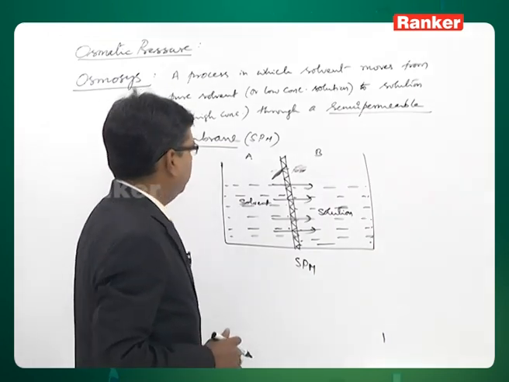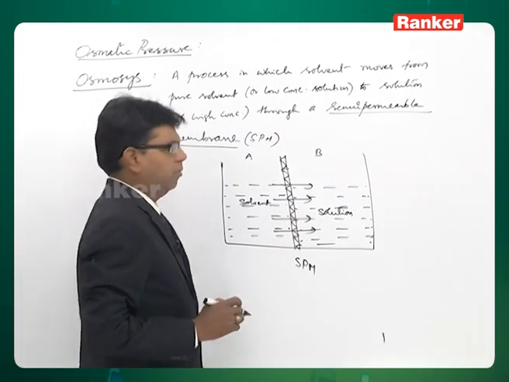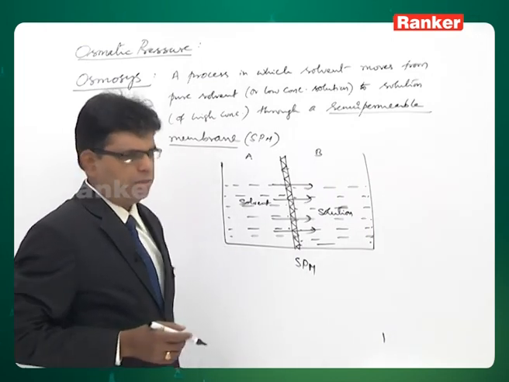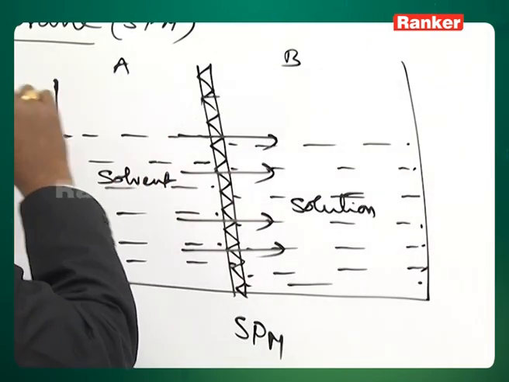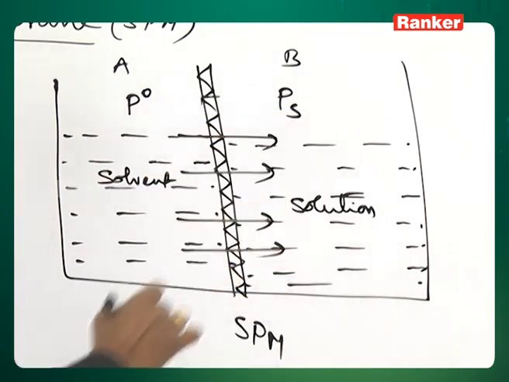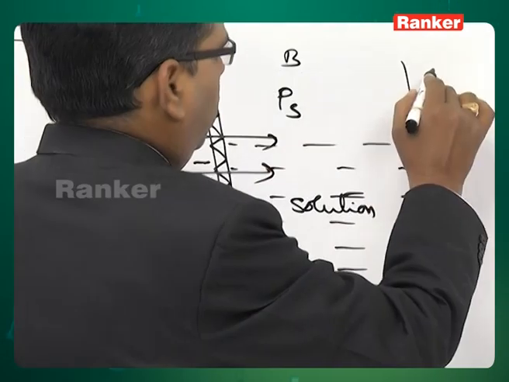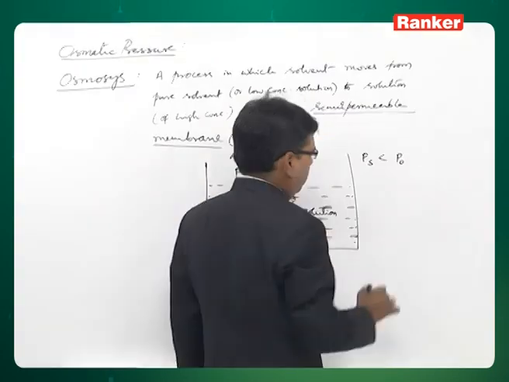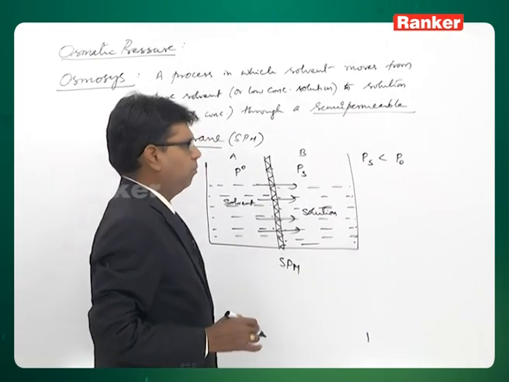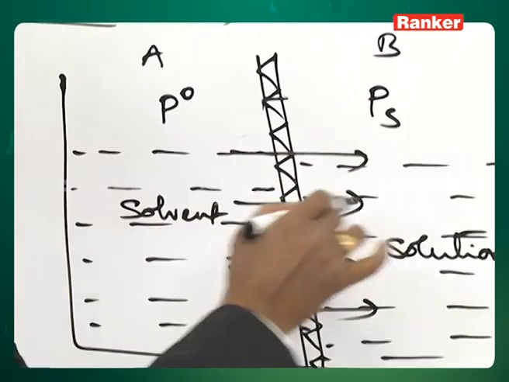For that, the basic reason for solvent to transfer from solvent side to solution side, on the principle of vapor pressure, we can easily explain this. Vapor pressure on side A is P naught, side B is Ps, because this is pure solvent and this is solution. Vapor pressure of solution is less than the vapor pressure of the pure solvent, which we have already discussed. So, here Ps is less than P naught. So, obviously, there is a pressure difference. Due to the pressure difference, the solvent from the high pressure region, that is solvent side, will be pushed towards the low pressure.